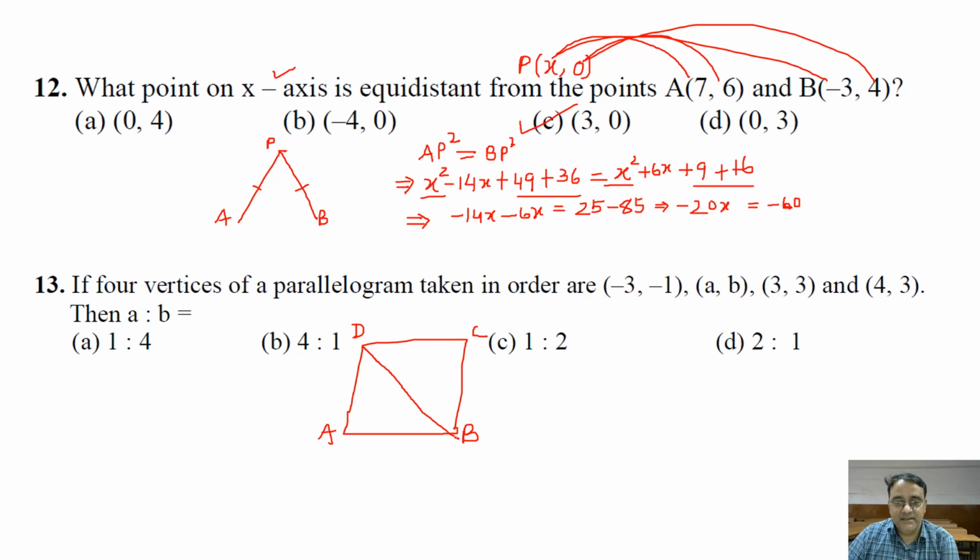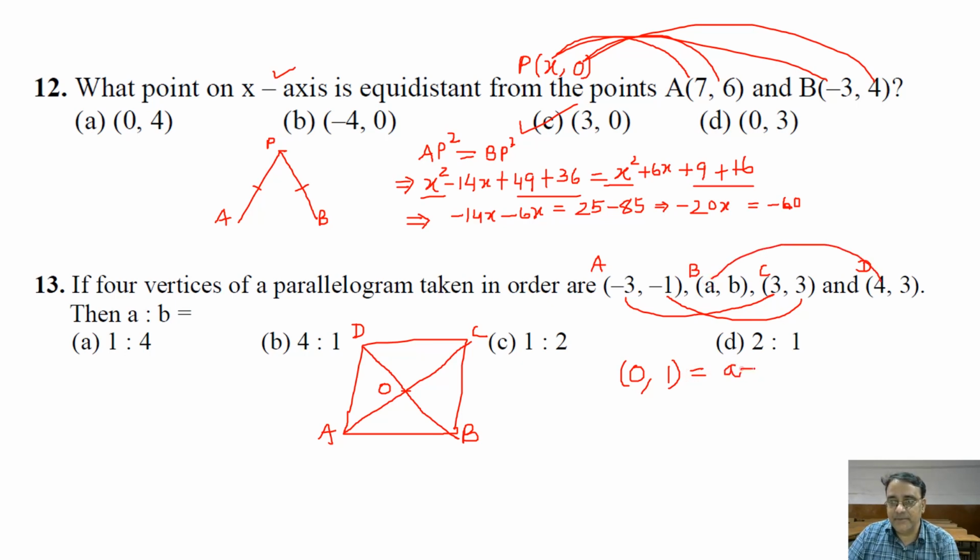Okay, and we know that in a parallelogram the diagonals bisect each other. So this point O, the point of intersection, O is the midpoint of AC and also the midpoint of BD. Now look carefully, here A, B, C, D is an MCQ, write as short as you want. Now the midpoint of AC, look carefully: minus 3 plus 3 by 2, 0. This is the midpoint of AC. Minus 1 plus 3 by 2, 2 by 2, 1, and this is equal to the midpoint of BD: a plus 4 by 2, and b plus 3 by 2. This is clear? Yes, sir.